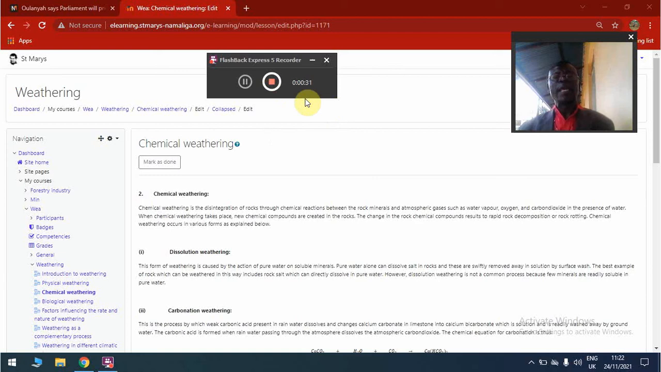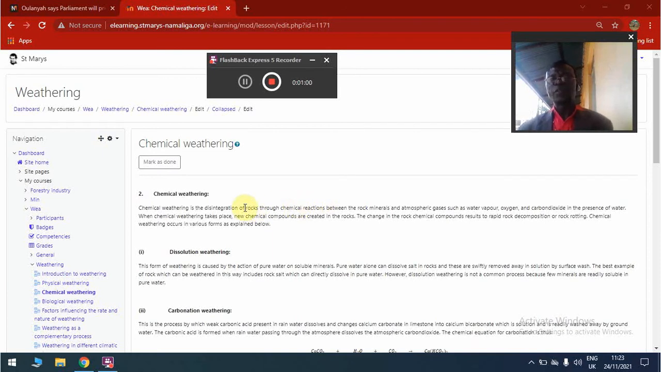Now, we have finished the physical weathering processes and the forms, how it operates. So in today's lesson, we're going to look at the chemical weathering processes. At the end of this lesson, we should be able to define chemical weathering. Then we should be able to explain the various forms of chemical weathering, or the chemical weathering processes.